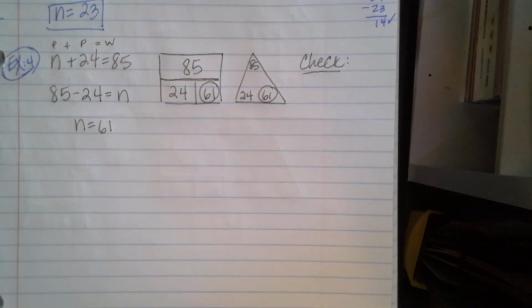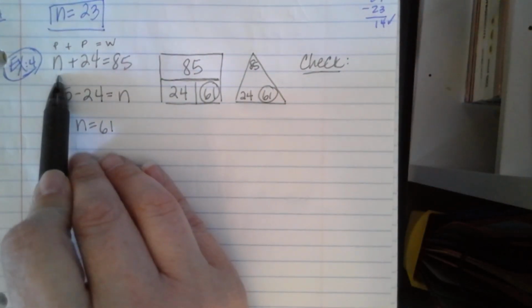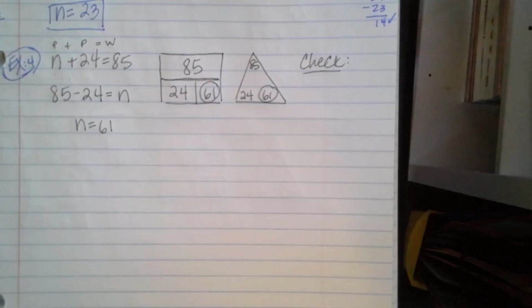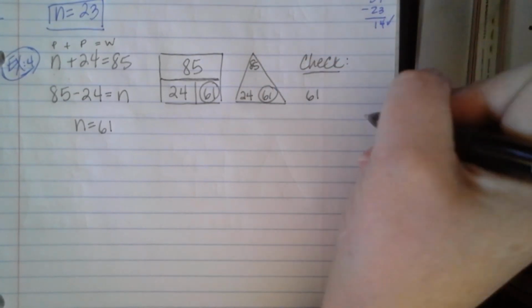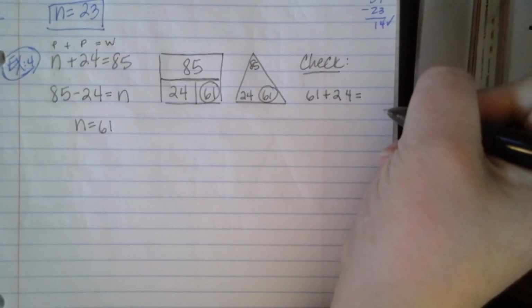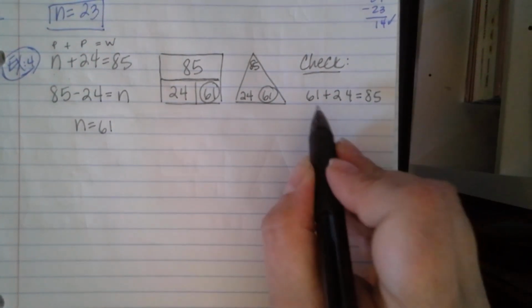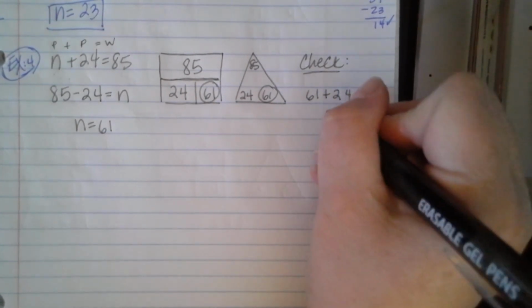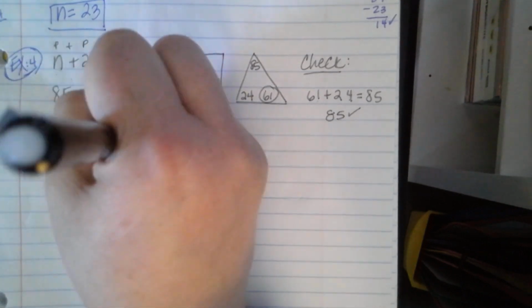So for my checking, again, I would encourage you to just plug back into the original equation. Just make that your habit. So I've got n plus 24 is equal to 85. So instead of n, I'm going to plug in 61 plus 24. And if I'm correct, my answer should be 85. So 6 and 2 is 8. 1 and 4 is 5. It is correct. So n is equal to 61.